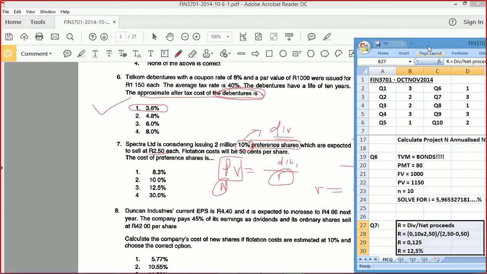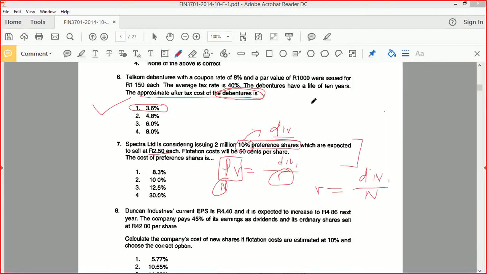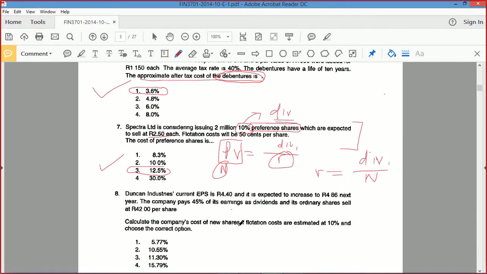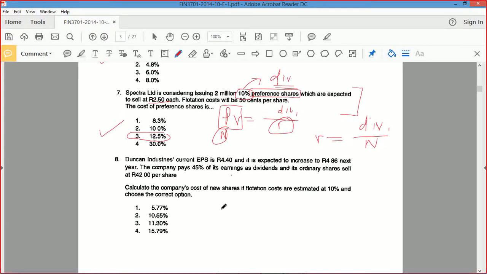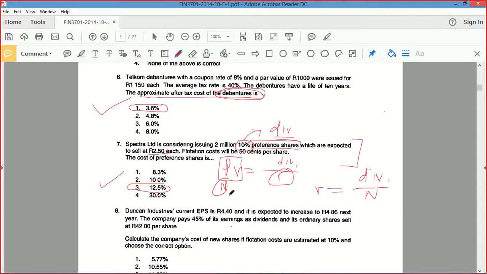Okay, the next one, I got option 3. For 8, option 3, no. 8 was option 3. 7 we just did. Was that 7? Oh, no, I didn't even do 7. 7 was the one we just did, the Spectra Limited issuing pref shares, 12.5%. Okay, then I've done something wrong here. Maybe your numbering.